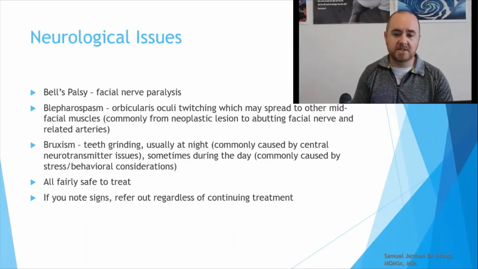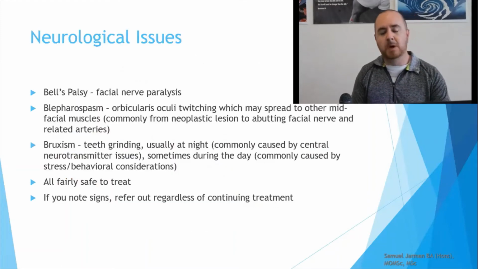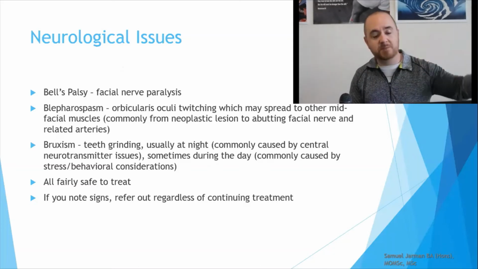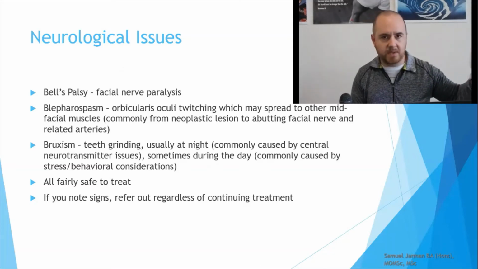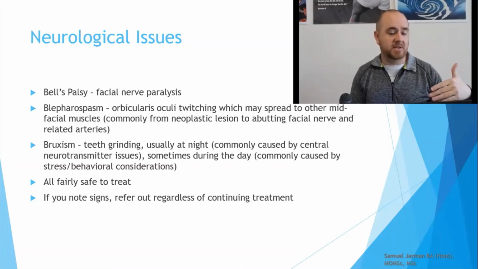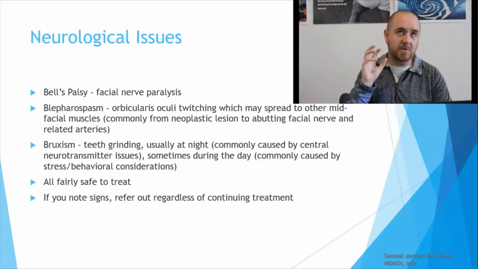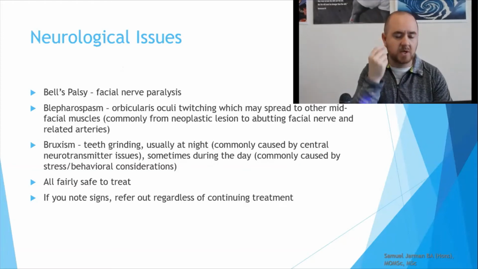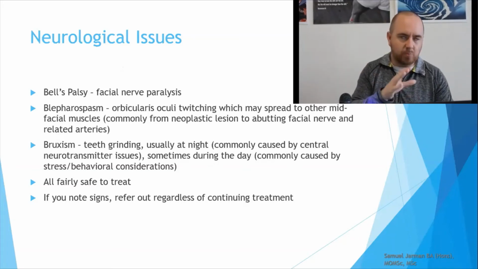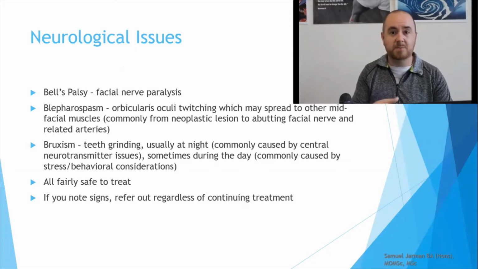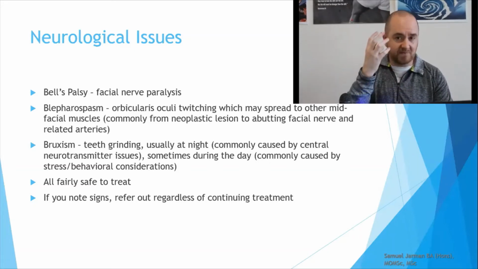Now, as far as issues with these, Bell's palsy is a facial nerve paralysis that can be caused in multiple ways, but you're more so going to consider it centrally, right? So it's going to be close to the ear if there's something, or it would be internal to the head. There are multiple ways that Bell's palsy can be caused, but it would essentially look like paralysis of one side of the face.